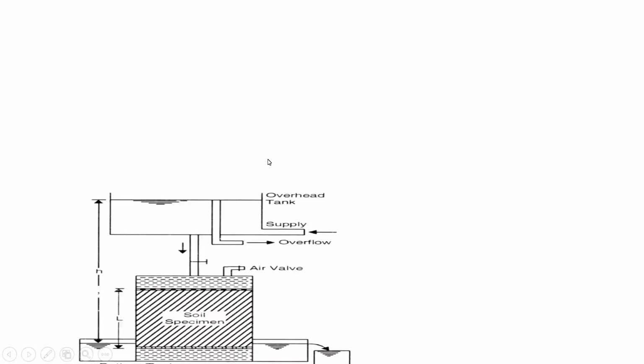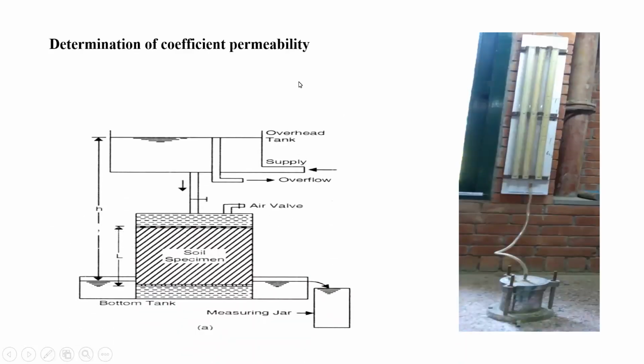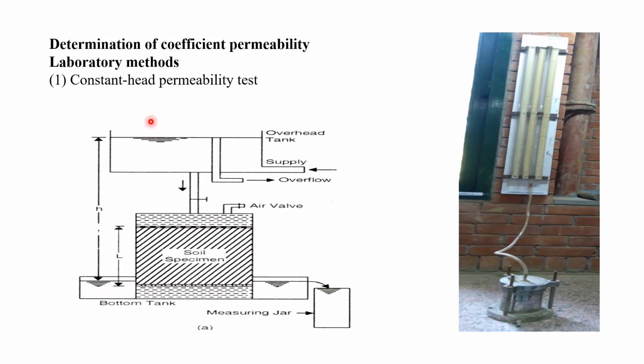Now the next topic is how we can determine permeability or coefficient of permeability. See, whenever I talk about the coefficient of permeability, that means permeability only. So how can we determine the permeability in the laboratory? For this, two methods are there. One is called the constant head permeability test, and the second one is the falling head or variable head permeability test.